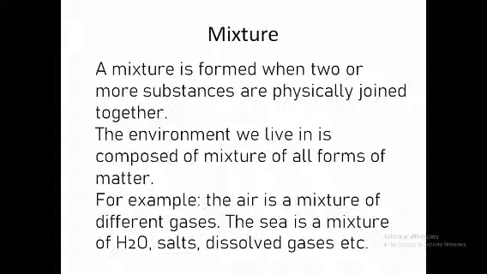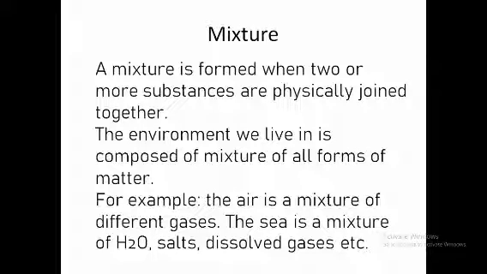Now let's look at mixture. A mixture is formed when two or more substances are physically joined together. Now take note, we said compounds are elements joined chemically. Mixtures are formed when two or more substances are physically joined together. So take note, physically joined, not chemically joined.